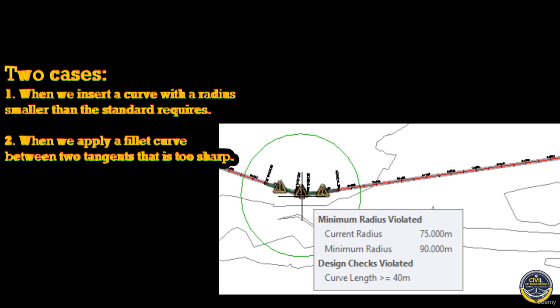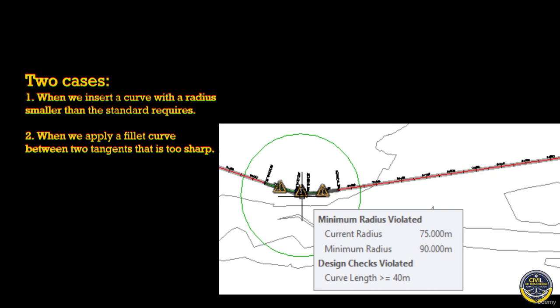This violation usually happens in two cases. One, when we insert a curve with a radius smaller than the standard requires. Two, when we apply a fillet curve between two tangents that is too sharp. Now, let's look at how to fix this.